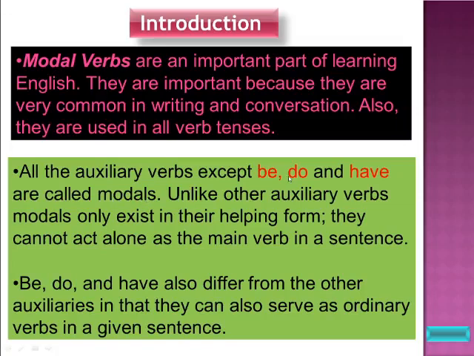Some auxiliary verbs are given here, that is be, do, and have. All other verbs other than these are known as modals. Unlike other auxiliary verbs, modals only exist in their helping form. They cannot act alone as the main verb in a sentence. So, in most sentences, this auxiliary verb needs a main verb to act correctly. Be, do, and have also differ from the other auxiliaries in that they can also serve as ordinary verbs in a given sentence.